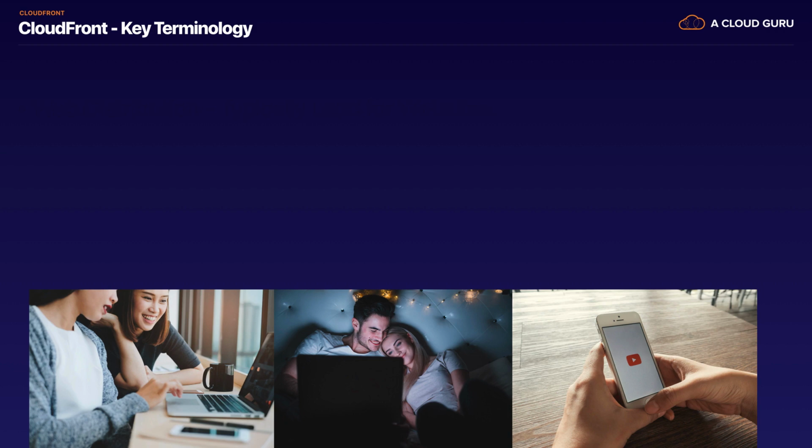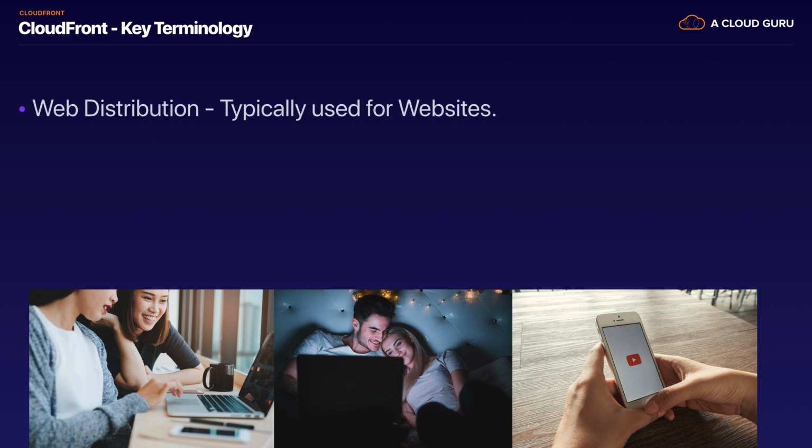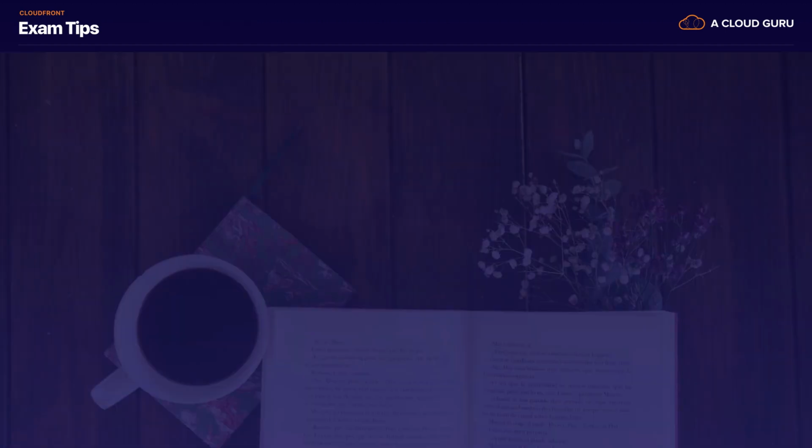With CloudFront, you get two different types of distributions. You've got your web distributions. This is typically used for websites, and that's what we're going to do in the next lecture. And then you've also got your RTMP distributions. This is used for Adobe, and it's used for media streaming, essentially. So we will see that again in the next lecture.